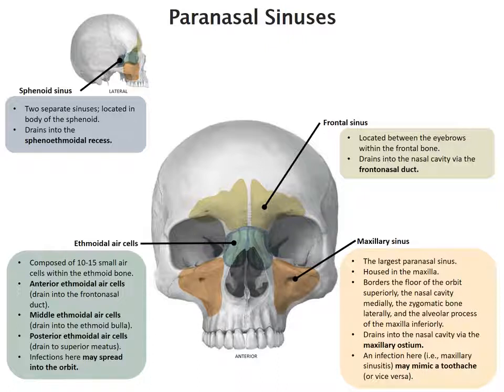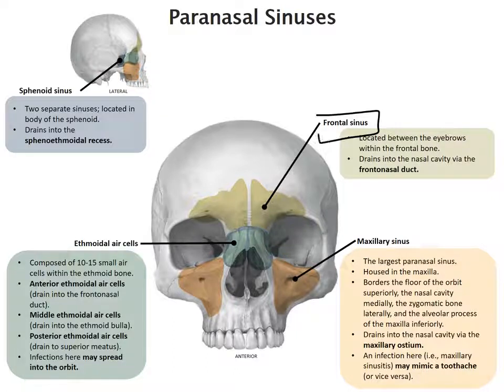Mucosal swelling at an ostium, for example, can block the drainage of a paranasal sinus. And whenever you have an infection of a paranasal sinus, it can produce a lot of pressure and even localized pain, which is referred to as sinusitis. For example, maxillary sinusitis is inflammation of the maxillary sinus. This inflammation can mimic that of a toothache because this area is supplied by the same cranial nerve, specifically the maxillary nerve. In total, there are 4 different paranasal sinuses.